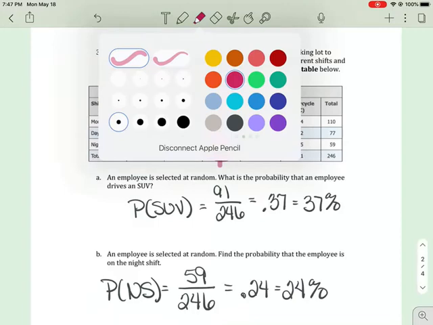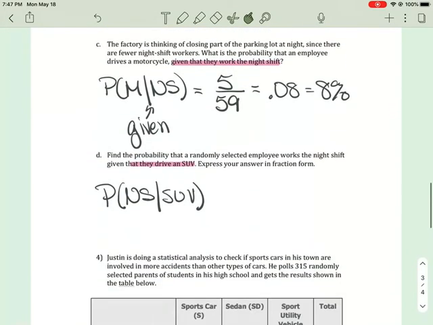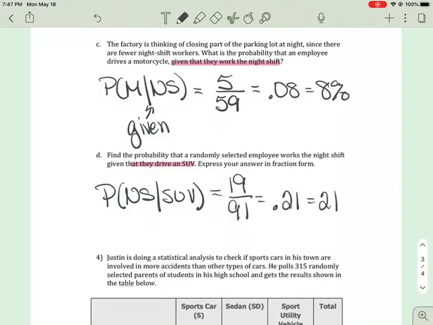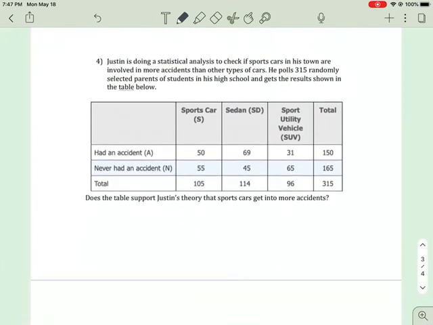And I'm interested in the people who are working night shift. Here they are. So SUV night shift is 19. So it'll be 19 out of 91. When we divide that, let's make it 2 decimal places, we're going to get 0.21 or 21%. Okay, so let's try some more of this.